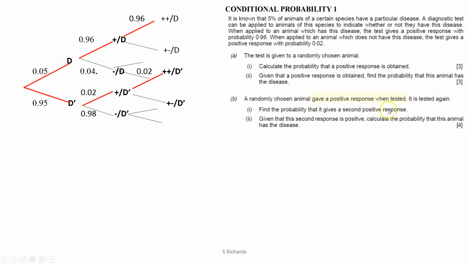Of course, we have a condition here. We are given a probability that the first has given a positive result.